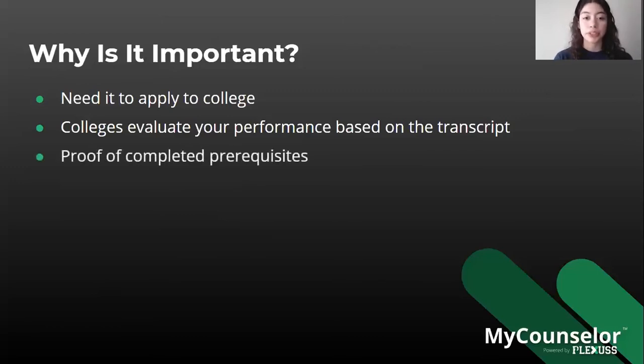Proof of completed prerequisites. Some colleges have prerequisites of the classes you need to take in order to be admitted into that university. For example, that college may require you to have 4 years of English and 3 years of history, or things like that, or maybe the major you have indicated in the application may require you to have some specific classes. Scholarships. Some scholarships may indicate that they need you to submit a high school transcript, either unofficial or official. So please make sure to check the application requirements.